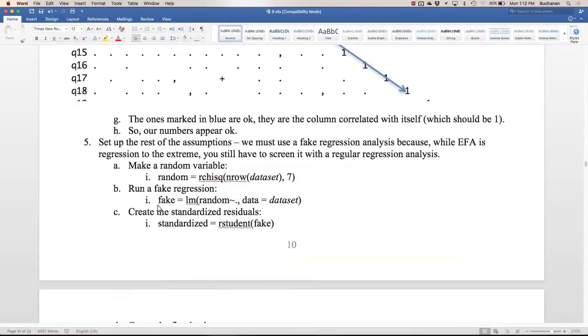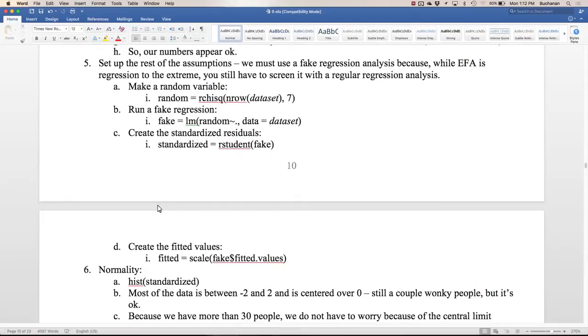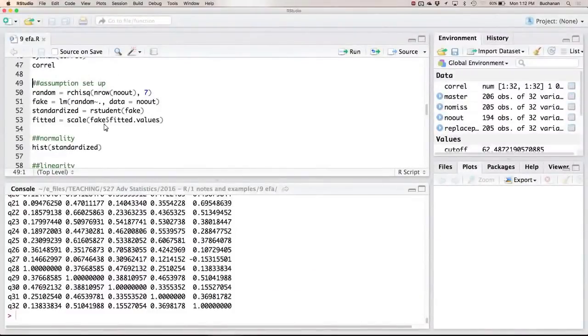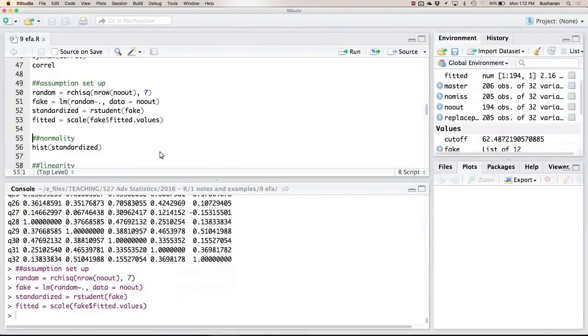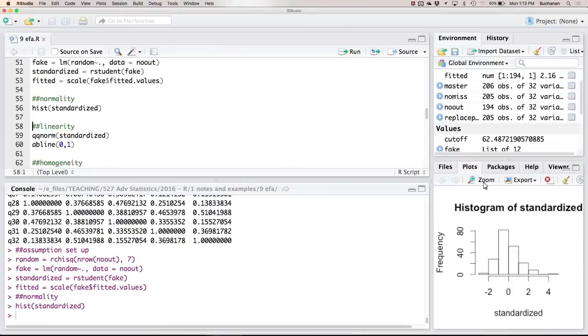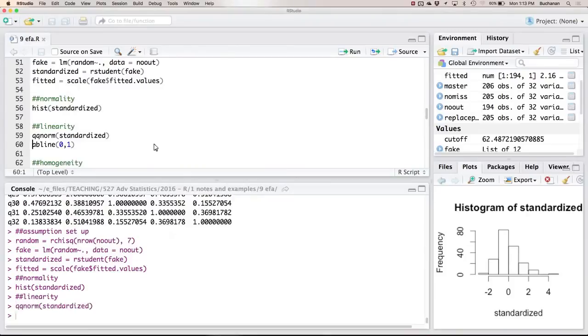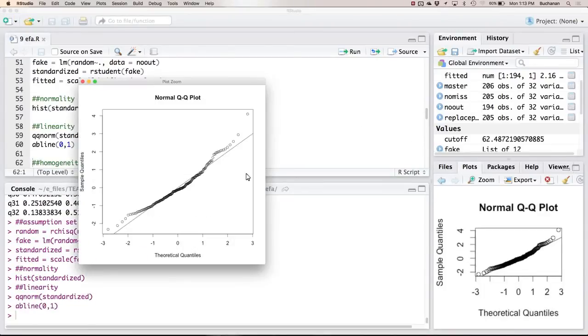Okay, we have been running real regressions and doing the data screening on real regressions, but we have to go back to something fake because this isn't a real regression. So we're going a little bit backwards, but all this code is the same that we've done before. So let's look at the residuals. It's okay. It always gets us one person out here. This is real data, so it might be kind of messy. That's all right.